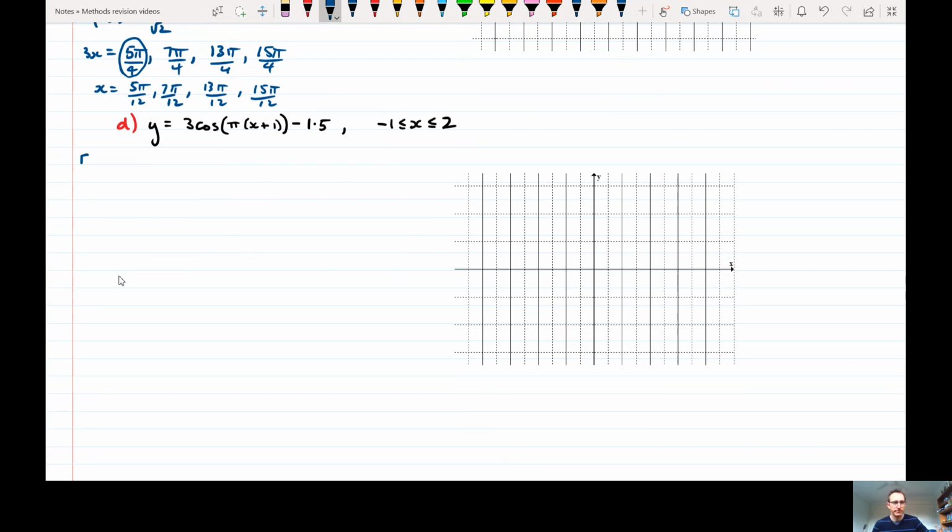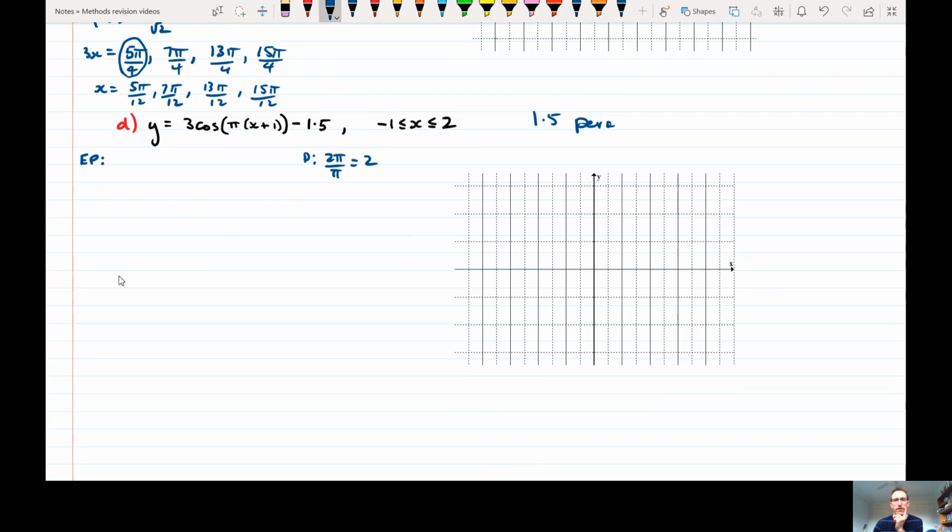So we have endpoints and period. Now the period in this case is 2π over the coefficient of x, which is π. So the period is 2. So between 0 and 2, there's going to be 1 period, and between 0 and -1, there's going to be half a period. So we've got 1.5 periods happening here.